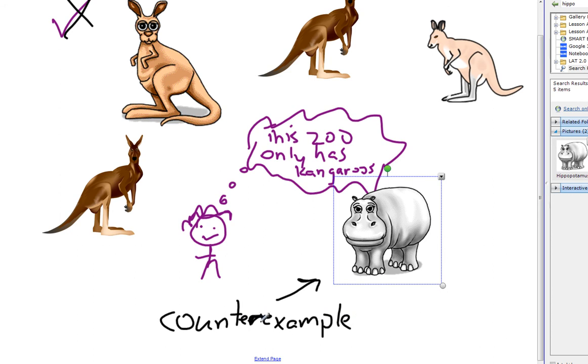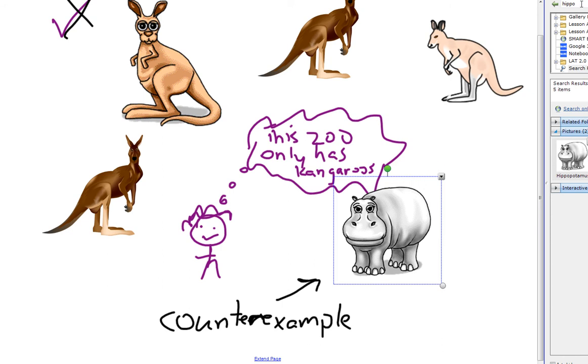Counterexample. And this is all it takes to disprove a conjecture. So it's not that we're trying to prove his statement true, it's that we're trying to prove him wrong. We're trying to make Johnny look stupid. And we have succeeded using just one hippopotamus.